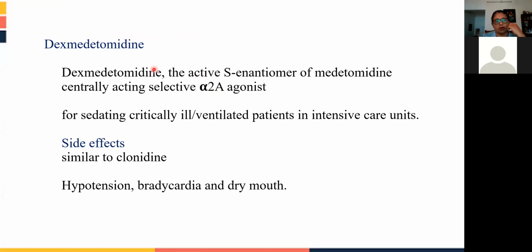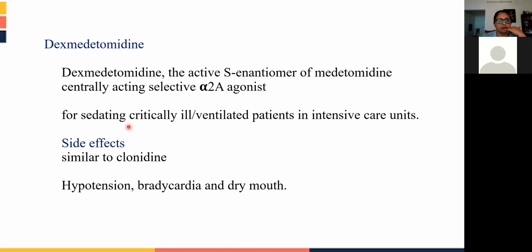Similar to clonidine, there is a drug called medetomidine. Medetomidine is a centrally acting alpha-2 agonistic drug. Its active enantiomer is dexmedetomidine. That means dexmedetomidine acts through alpha-2A, similar to clonidine. This is another drug for sedating critically ill ventilated patients in the intensive care units.